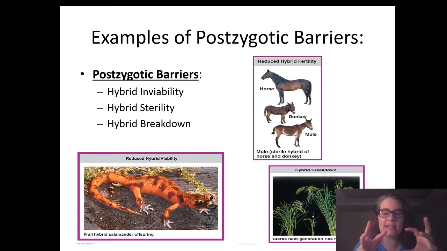These are two related species that will mate and form this kind of frail offspring, but the offspring doesn't live to the age of reproduction. So it always dies before it reaches that age of reproduction. So we say that's hybrid inviability.